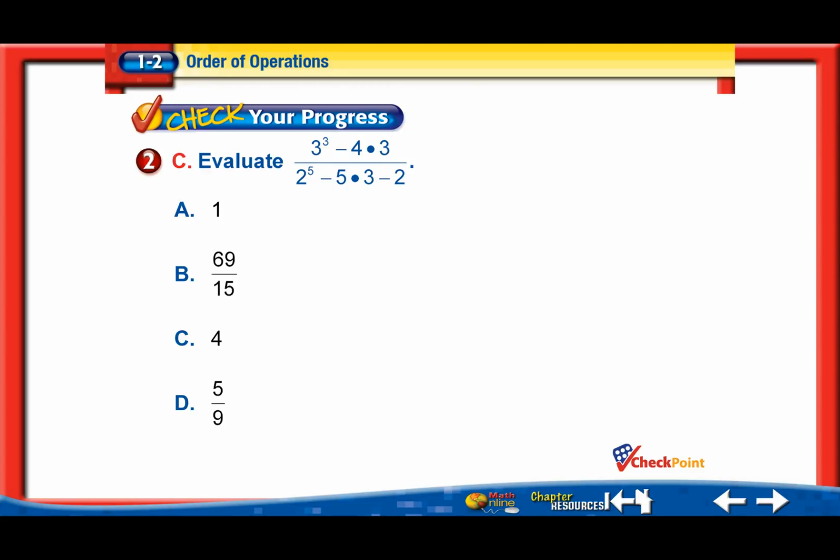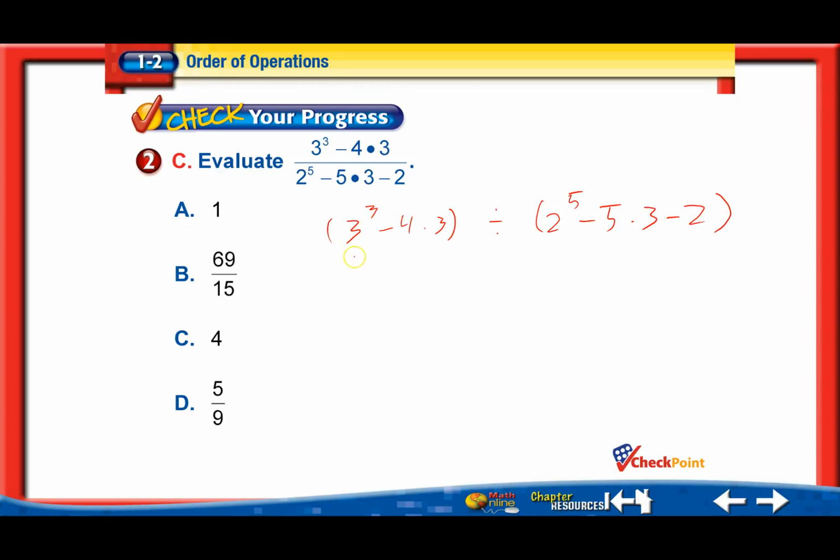All right, same concept. I'm going to do it the other way here so you can see what I would have done. So I'm going to write this as 3 to the third minus 4 times 3 divided by 2 to the fifth minus 5 times 3 minus 2. And then I'm going to do one side and then I'm going to do the other.